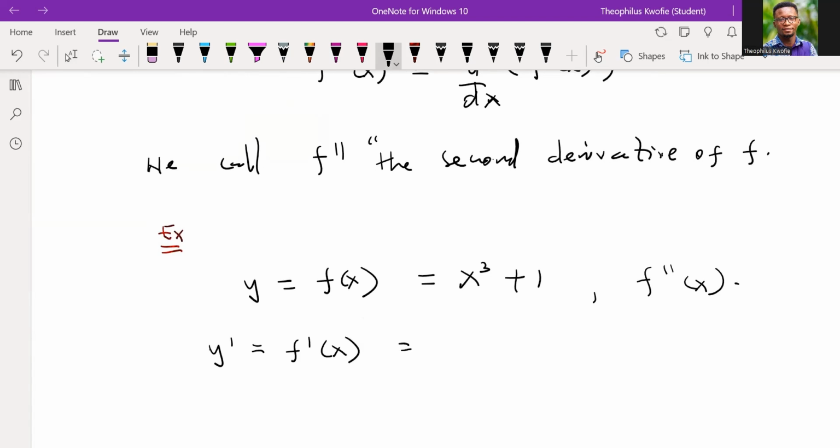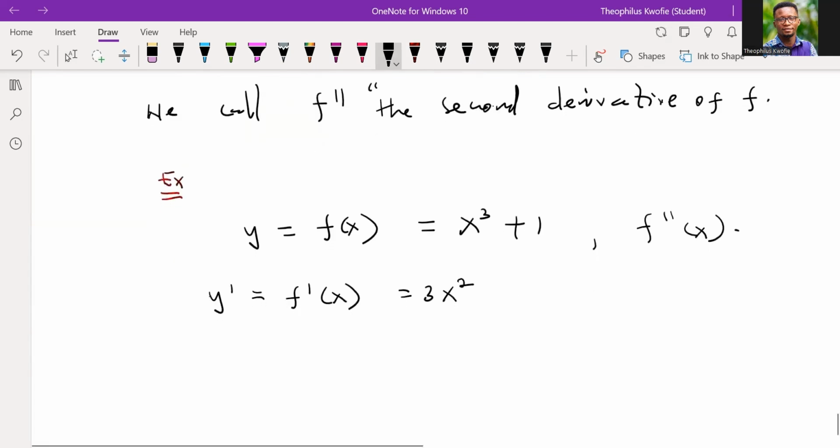And that gives us what? We drop the power, which will become 3. Then reduce the power by 1, which gives us x to the power 2. And we claim that the derivative of the constant is 0. Now this is the first derivative.